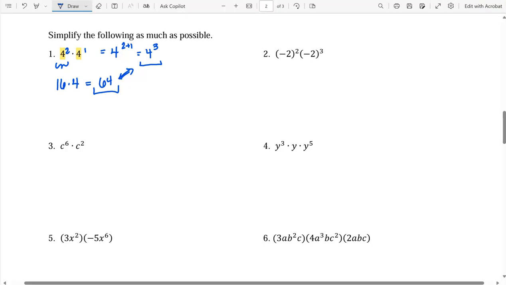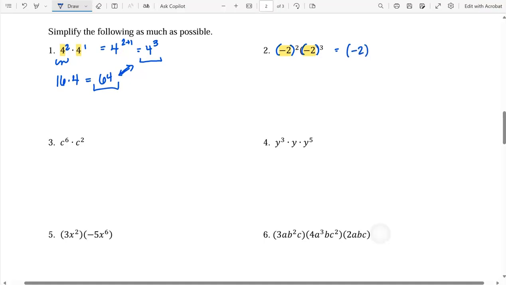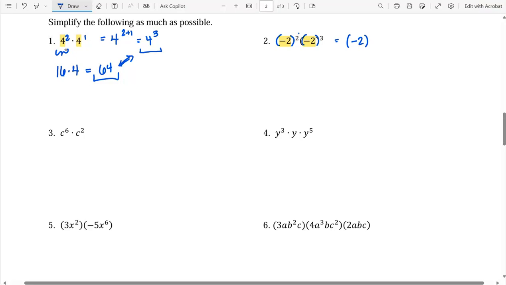We can follow the same rules, even when I've got negatives. Remember that if that negative is hugged, it is part of the base. So these have the same base, meaning I can write that base one time, and then combine their exponents by adding. 2 plus 3, negative 2 to the 5th. That is what we call the exponent form.